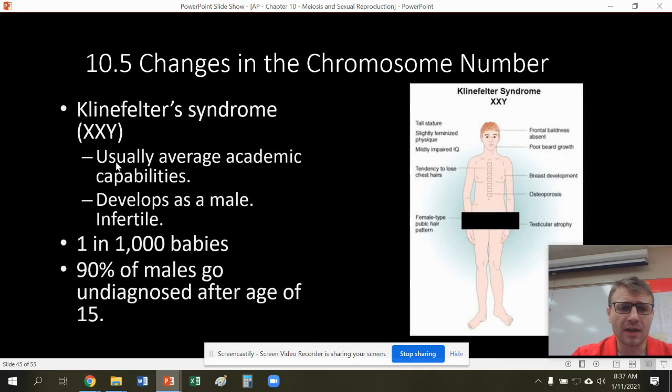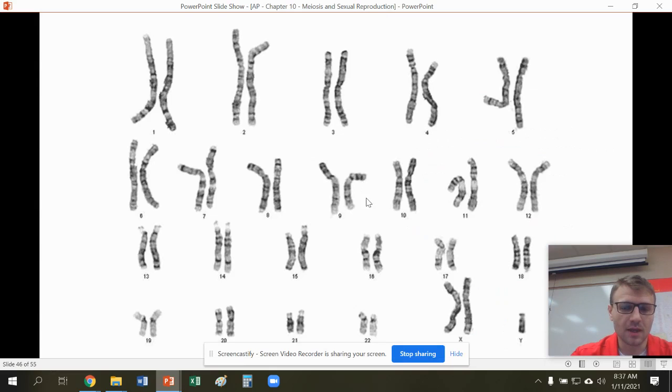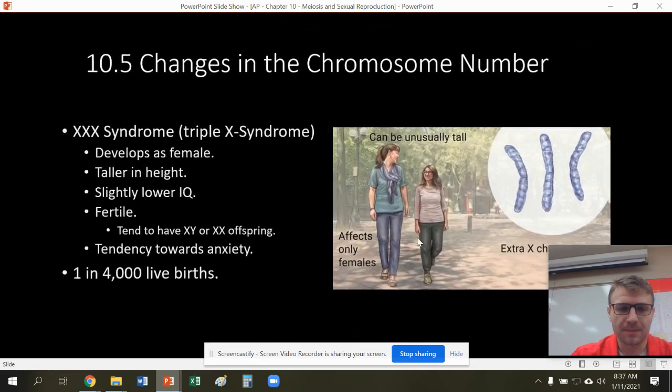Klinefelter syndrome, XXY: usually average academic capabilities, develops as a male that's infertile, 1 in 1,000 babies. 90% of males go undiagnosed at the age of 15. What that shows you is that most genetic disorders will be identified very early on in age because that's when you see the symptoms. But after that point, a lot of them will go undiagnosed just because it's not that far from the average male. They'll look pretty similar to an average male. You can see here that XXY.